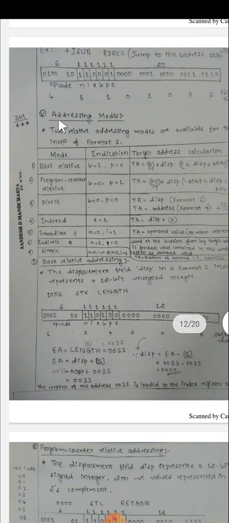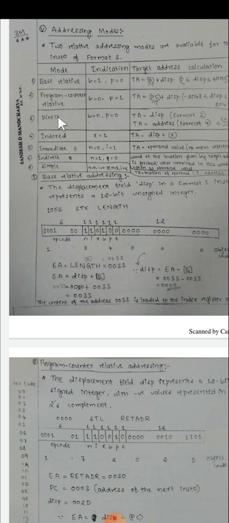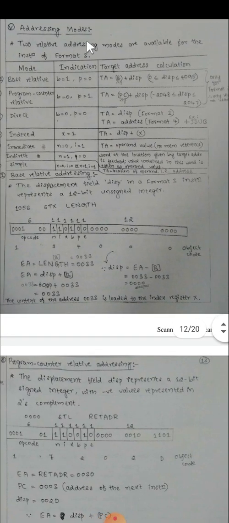So the next, the fifth point, is addressing modes. In the SIC machine there were only two addressing modes: one is direct addressing mode and the second was indexed addressing mode. Direct addressing mode was indicated by the flag bit x with value 0, and indexed addressing mode was again indicated by the flag bit x with value 1. But in SIC/XE there are more than two addressing modes because of the increase of memory.